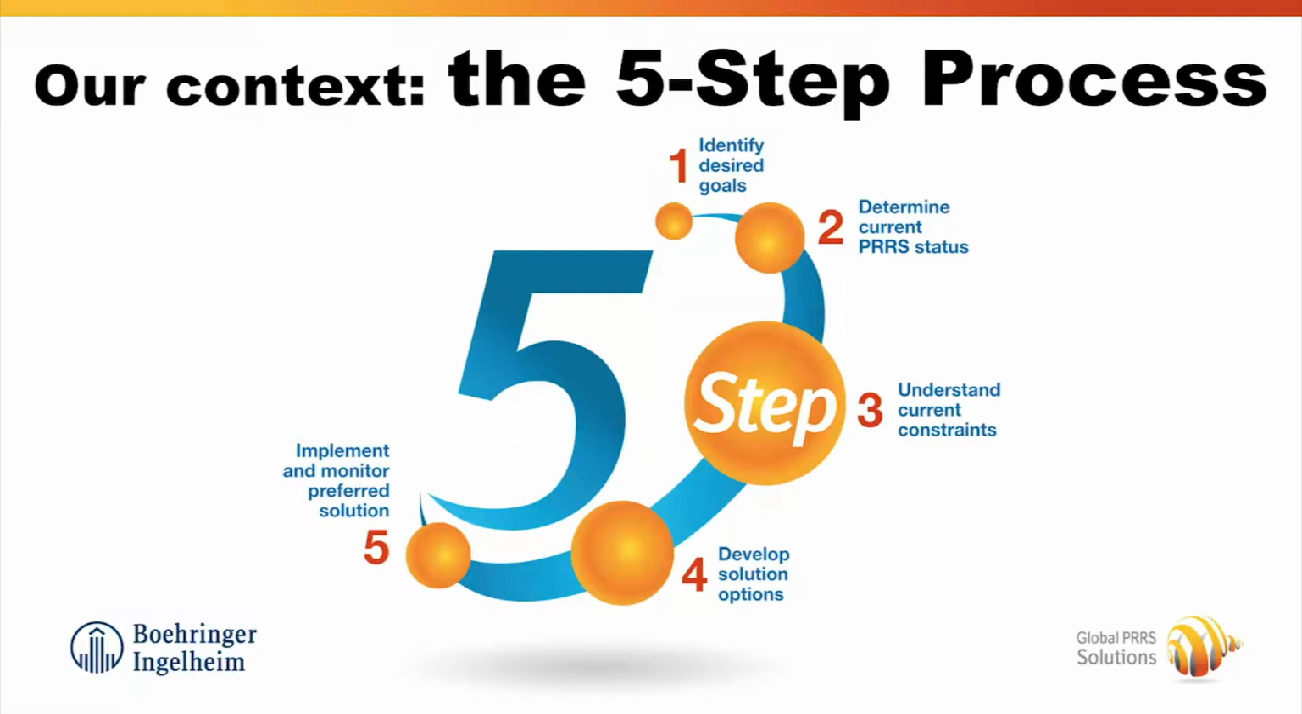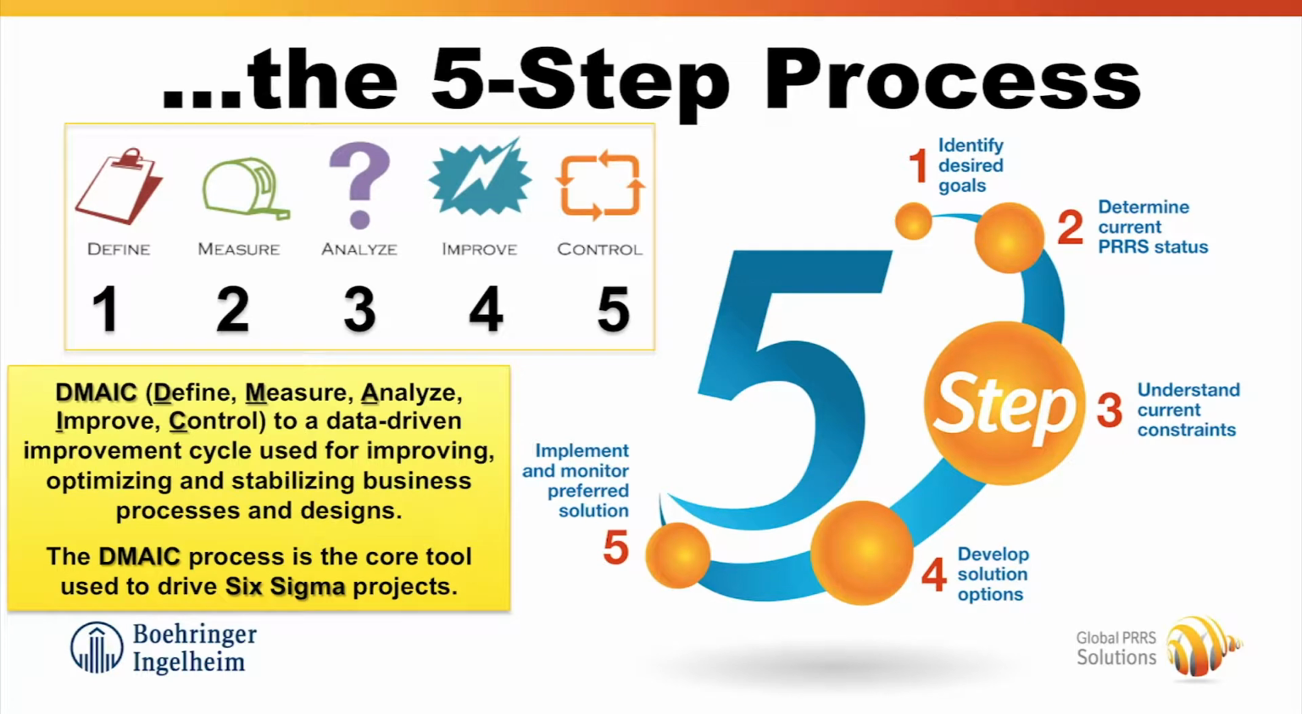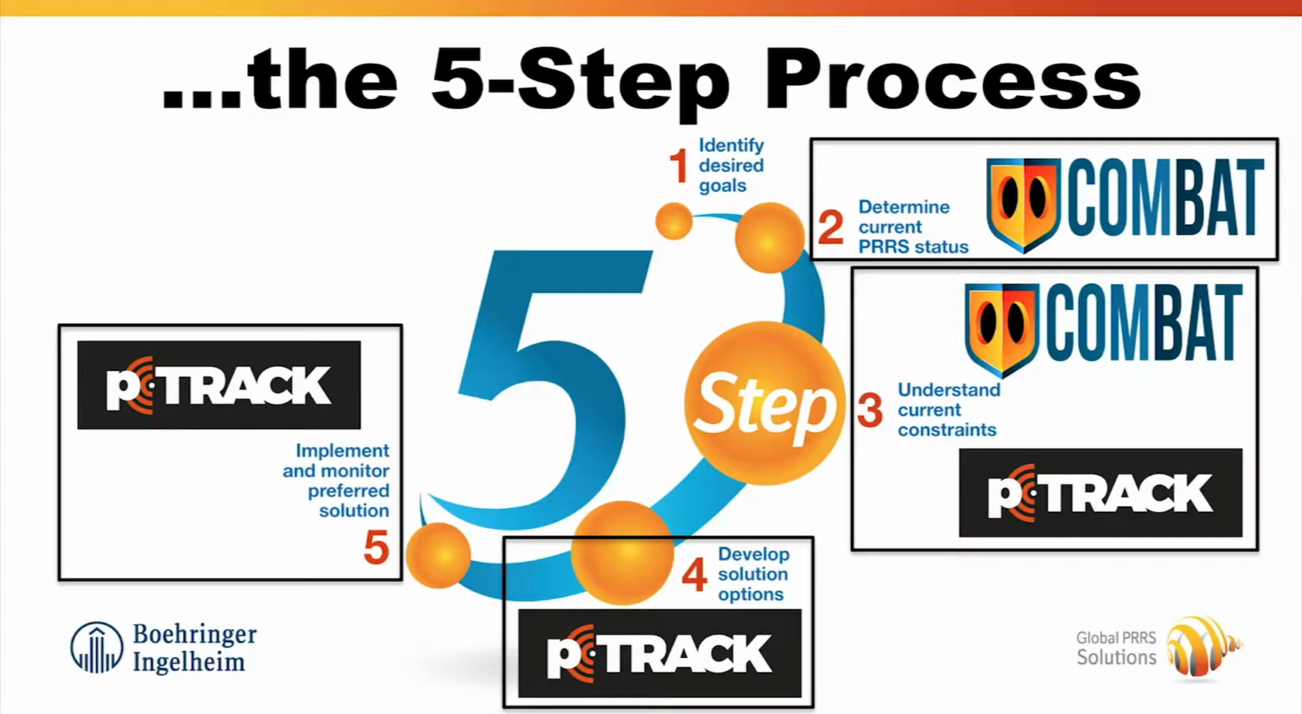The five-step process has its origins in what's called the DMAIC process of Six Sigma. And the steps line up perfectly with the DMAIC process: define, measure, analyze, improve, and control. So we'll put our tools in the context of the five-step process. COMPAT, the risk assessment tool, fits best with the second and the third step in the five-step process, and then the P-TRACK, the second tool we'll talk about, fits with the third, fourth, and fifth steps of the five-step process.